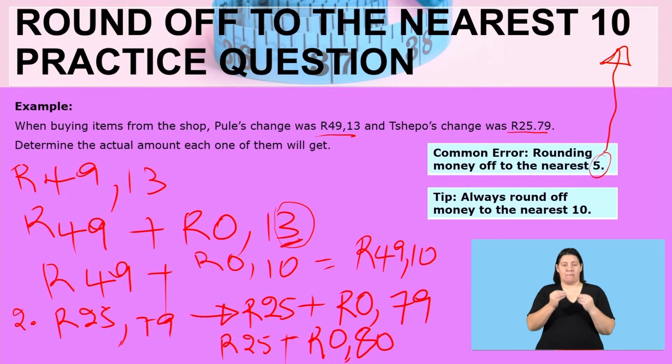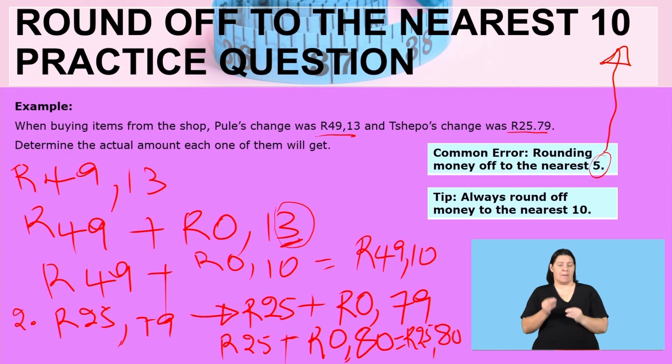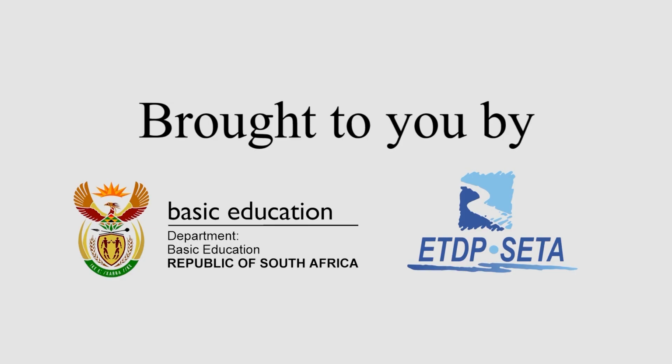So this is the calculation that we had to do. Therefore, Pule will get 49 rand 10 cents, the 3 cents will be eliminated, and Tshepo will get 25 rand 80. Let me just write 25 rand 80 here, that Tshepo will get. So we have answered our question.